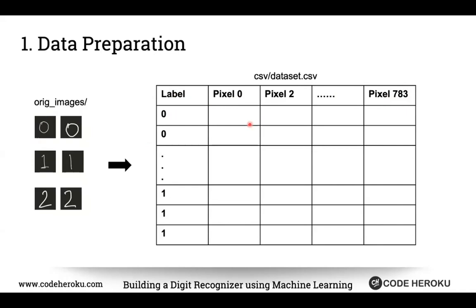Let me know you are still with me over here. Do you guys understand what we are going to do for our data preparation? You're going to flatten these images out. We'll take this grid of 28 cross 28 and we'll put each image in one row of the CSV file.